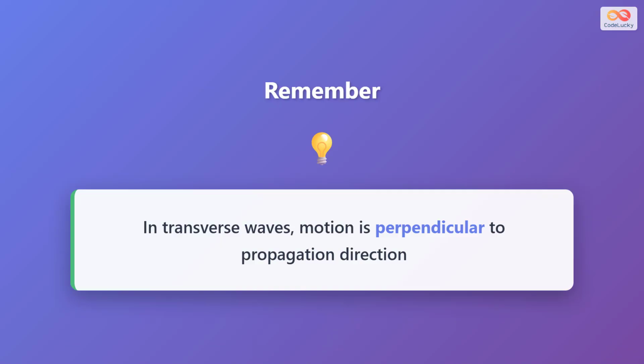The most important thing to remember about transverse waves is this: the motion of particles is perpendicular to the direction of wave propagation. This perpendicular relationship is what makes transverse waves unique and distinguishes them from other types of waves. Keep this fundamental principle in mind as you continue to study wave physics.